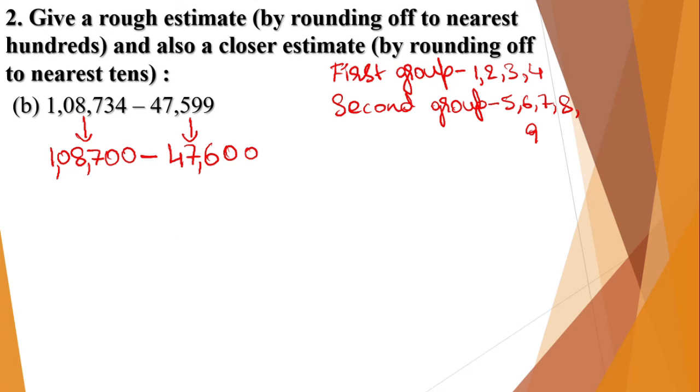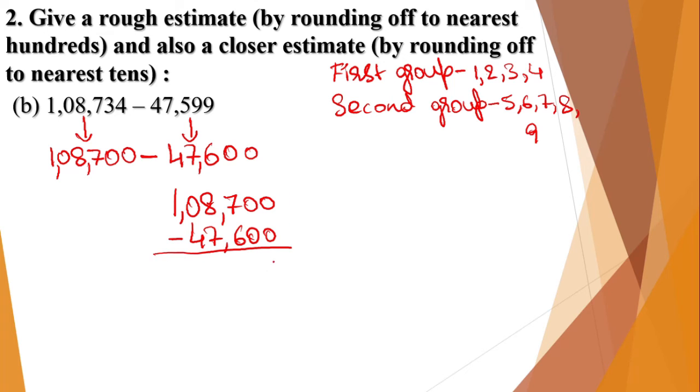So 47,599 rounded off to the nearest 100 will give us 47,600. Now the operation is subtract here, so we will subtract the numbers. 1,08,700 minus 47,600.